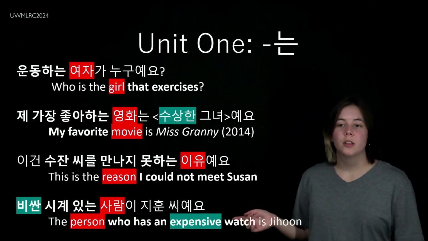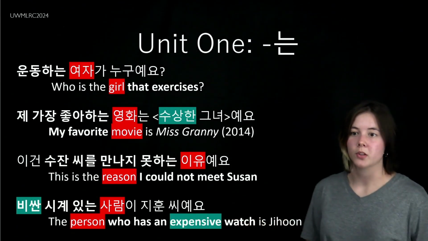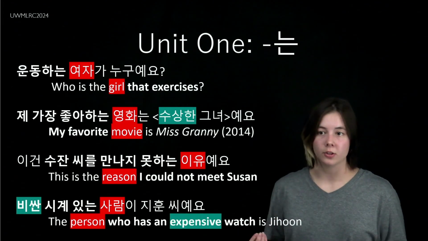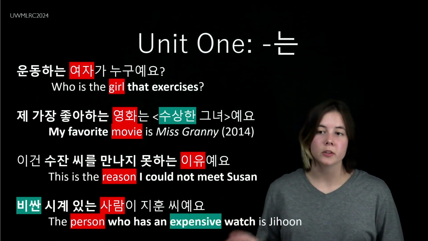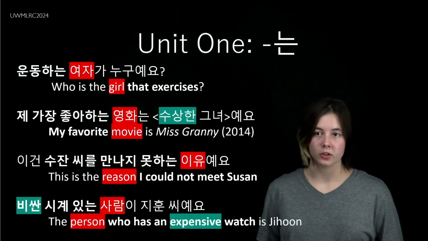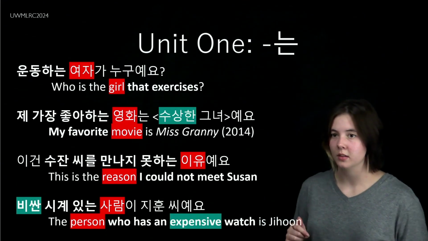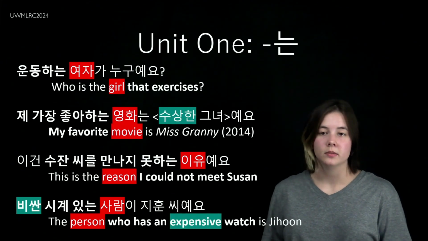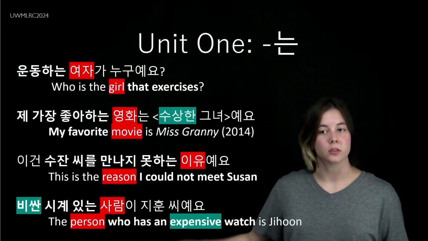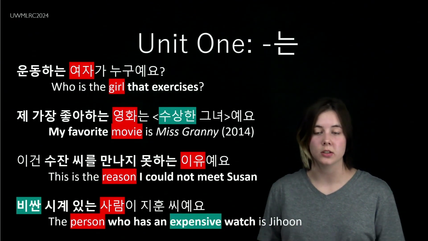비싼 is another adjective modifying form. So 비싼 시계, expensive watch. 비싼 시계 있는 사람, the person that has an expensive watch. That is the whole modifying phrase. Those 4 words. 사람이 지은 씨예요. The person that has, or the person who has an expensive watch is 지은.